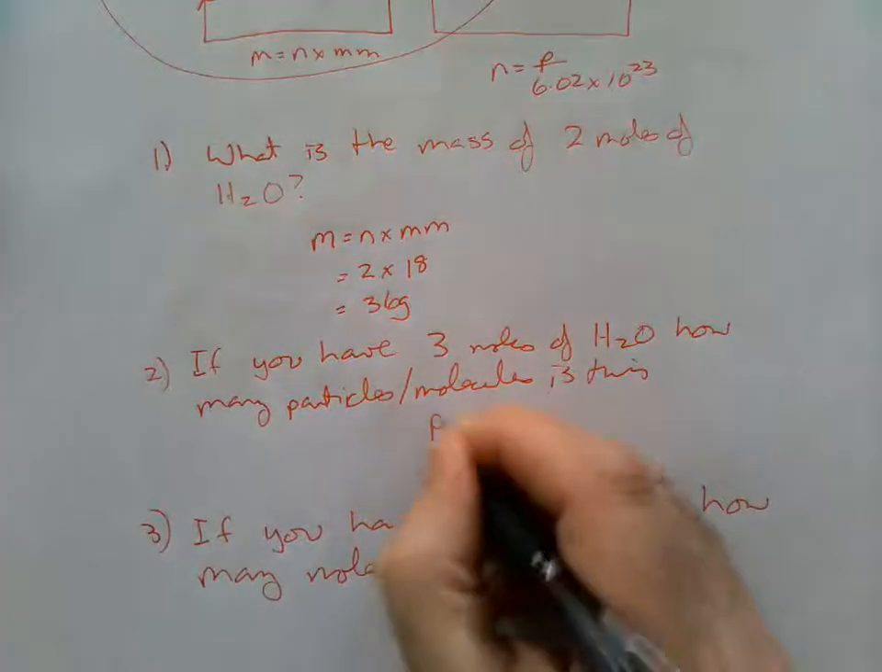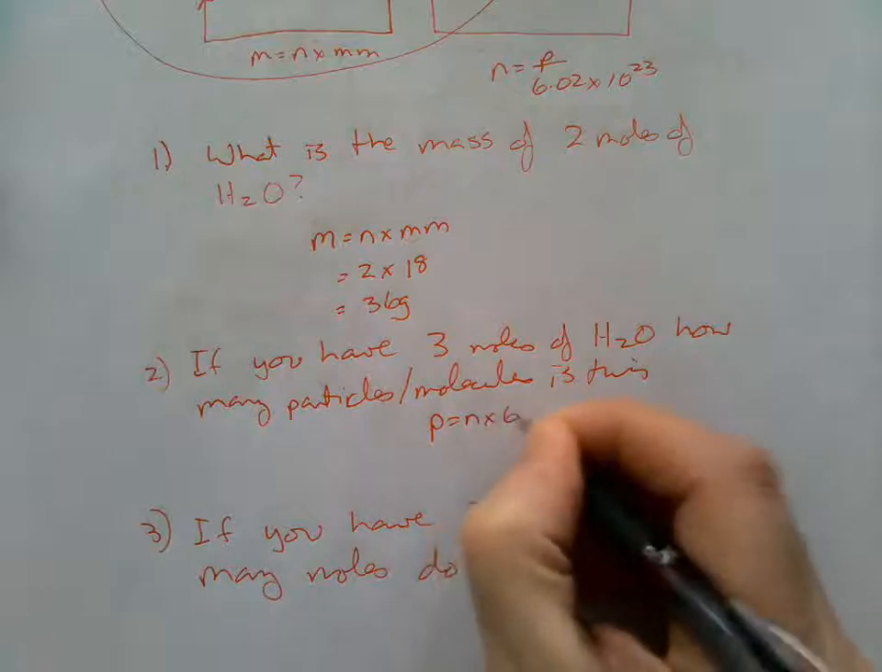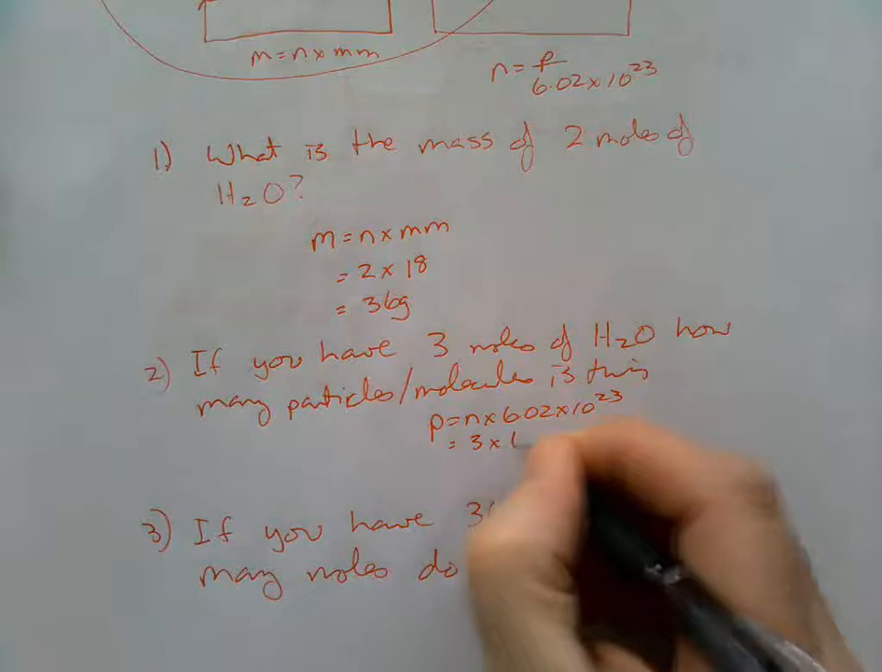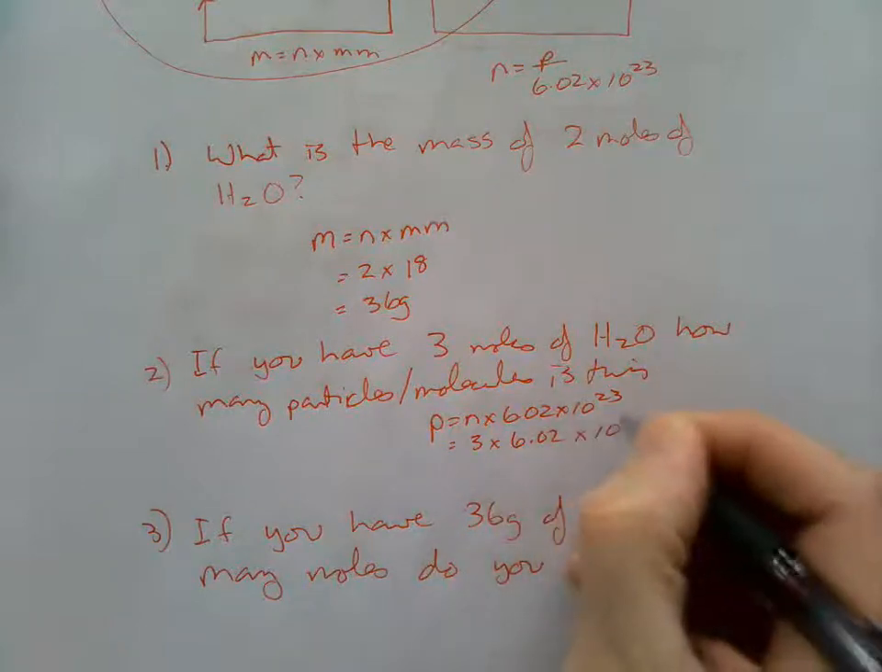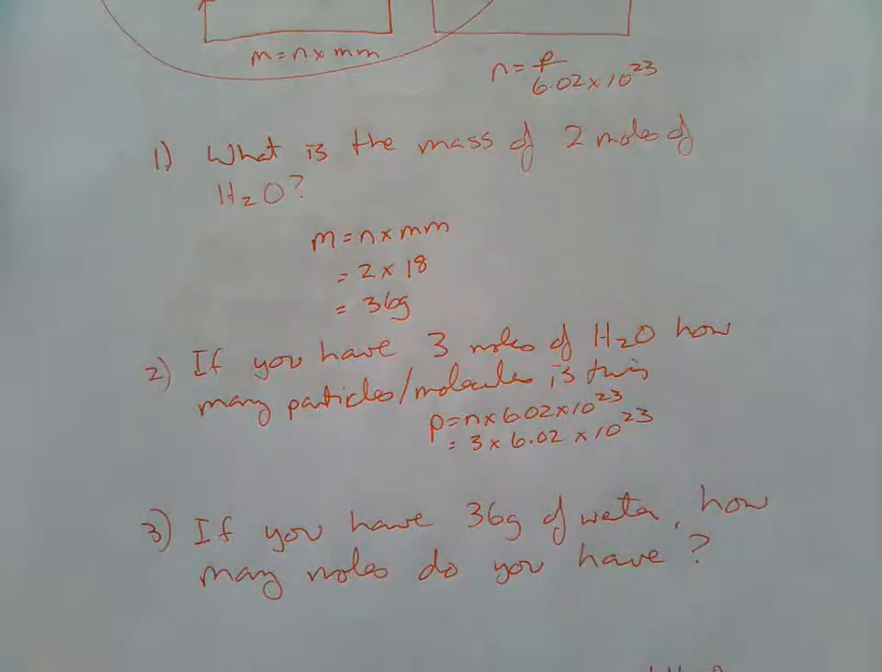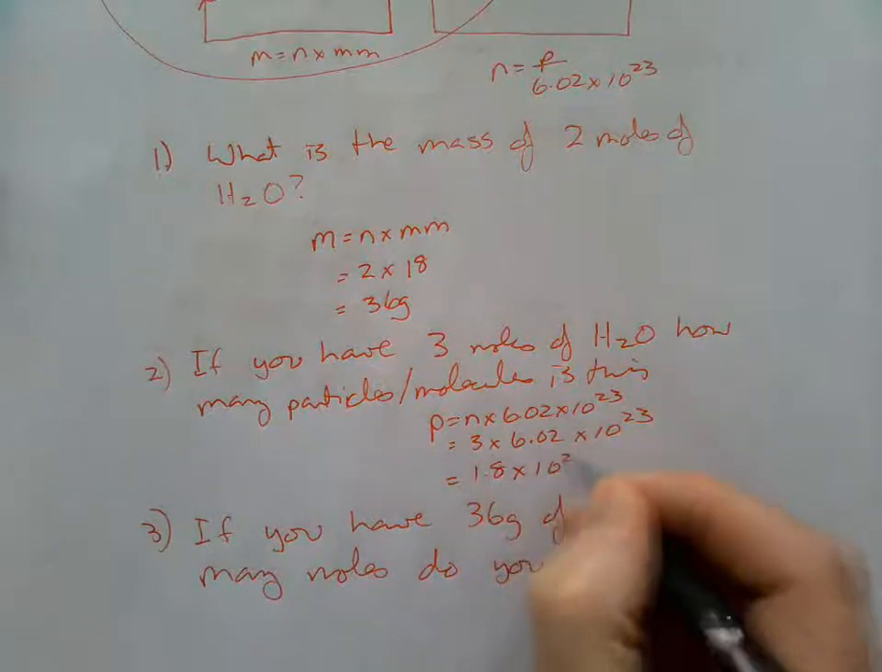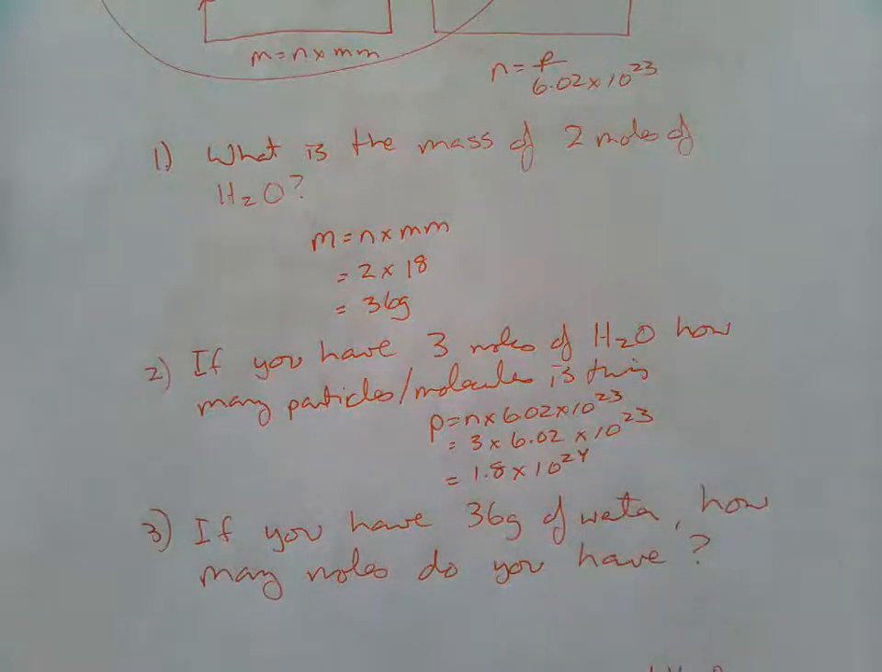So particles equals moles times 6.02 times 10 to the 23. So it's 3 times 6.02 times 10 to the 23. If you put this in your calculator, you will come up with 1.8 times 10 to the 24. You should try that to make sure that everything is working for you.